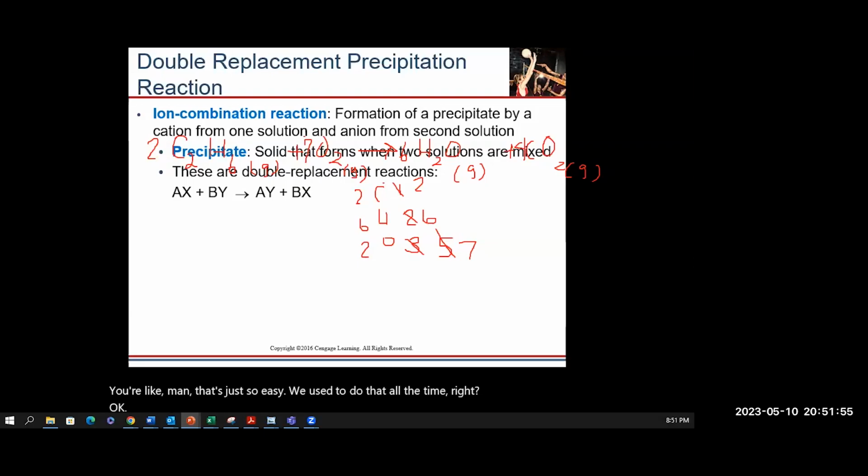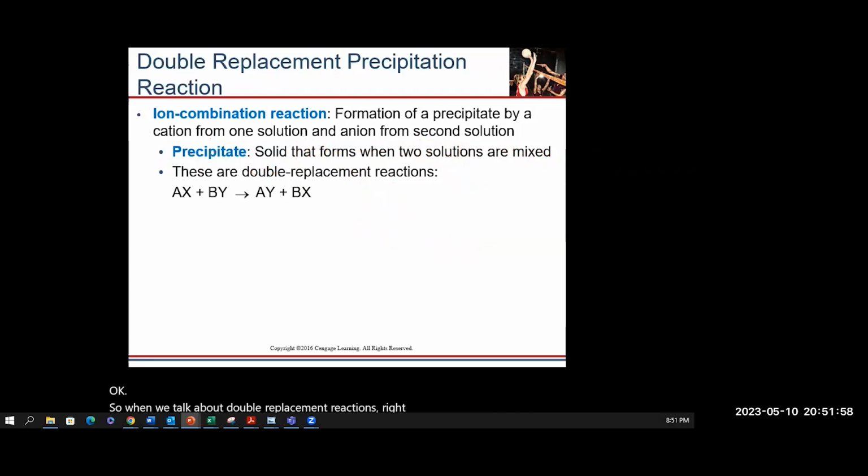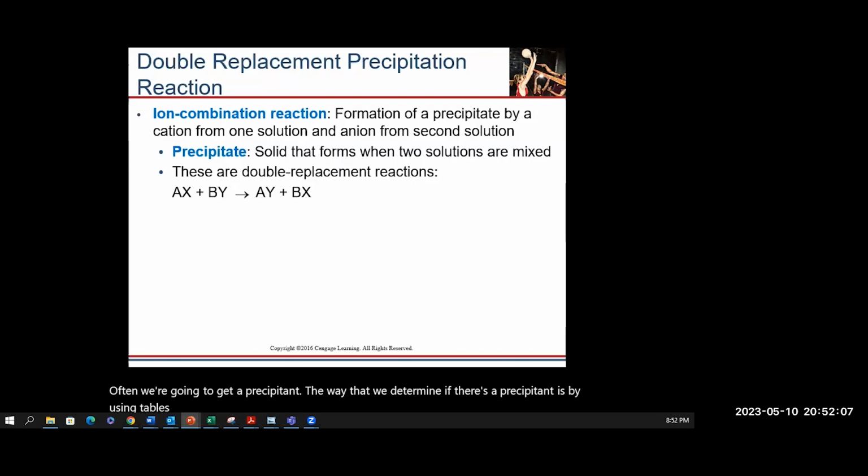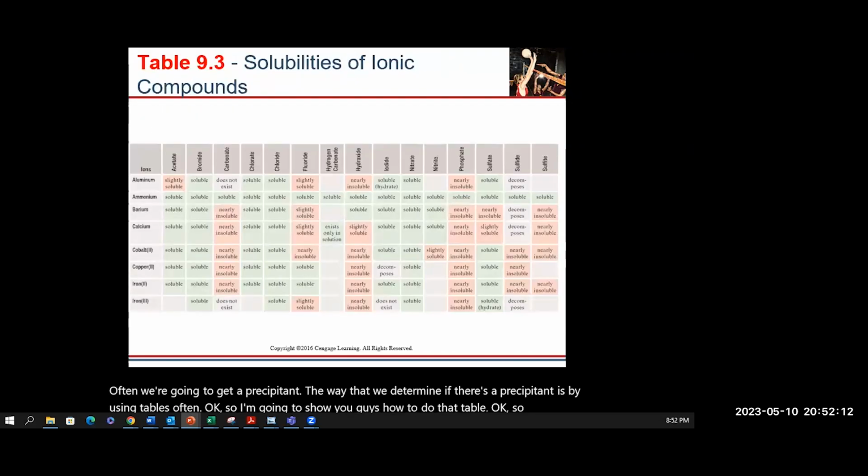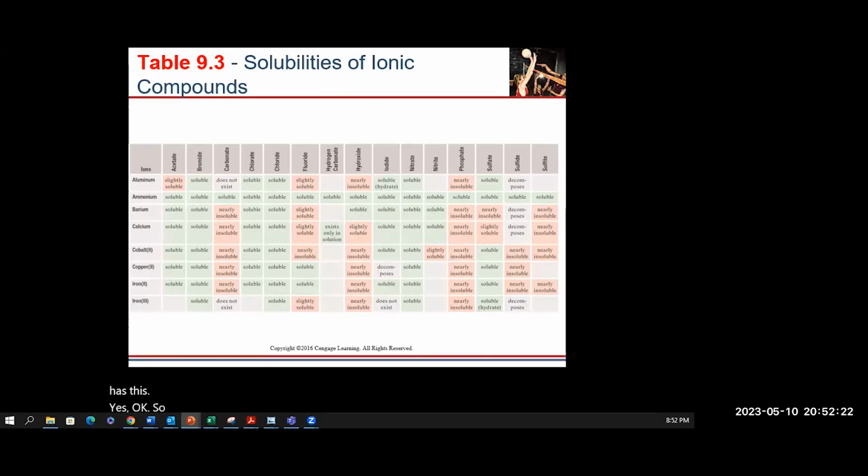So when we talk about double replacement reactions, often we're going to get a precipitant. The way that we determine if there's a precipitant is by using tables. I'm going to show you guys how to do that. Do you guys have this in your periodic table packet? Everybody has this? Yes. Okay.